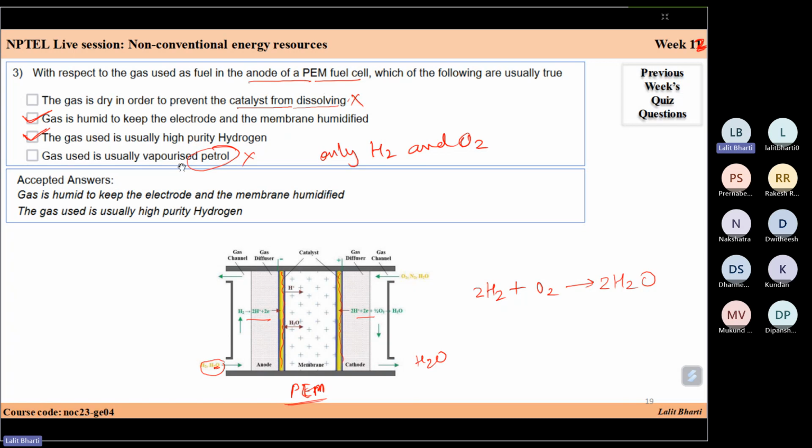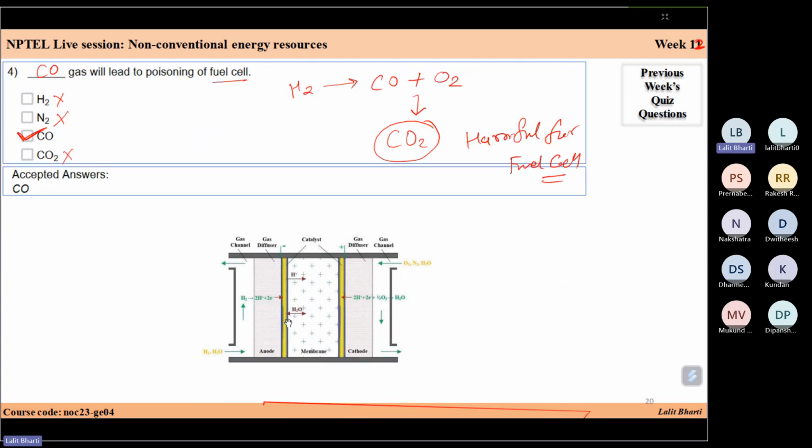Then the fourth option is that the gas used is usually vaporized petrol. That is not correct because we are using hydrogen and oxygen, so the fourth option is not correct. We need basically pure hydrogen and oxygen with some moisture content. It should not be completely dry, and it should be humid enough, with enough moisture content to be effective for the catalyst.